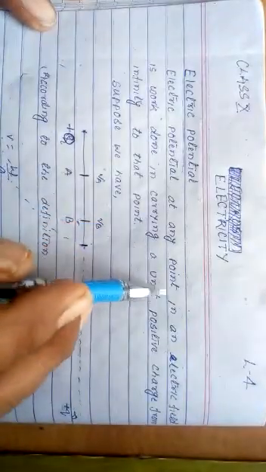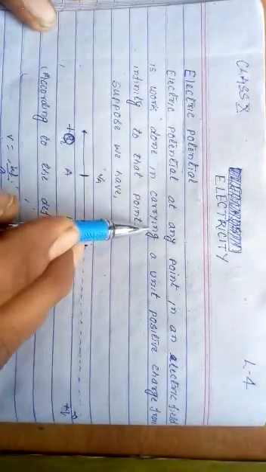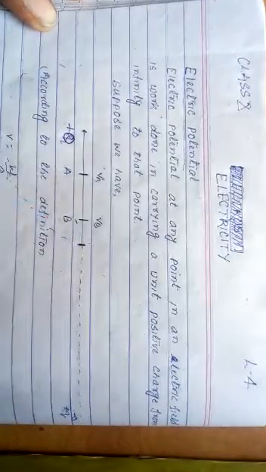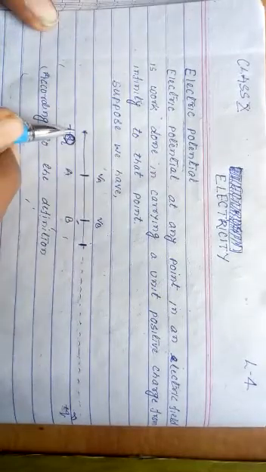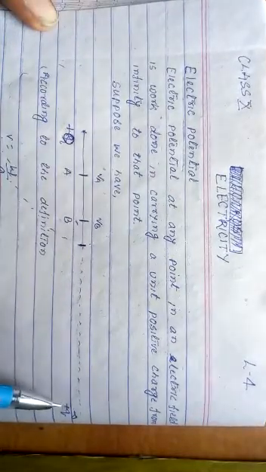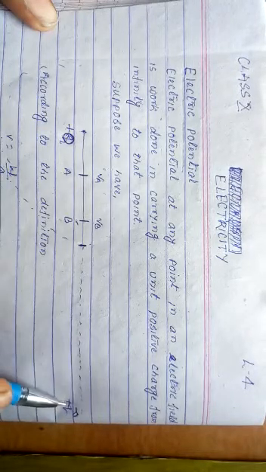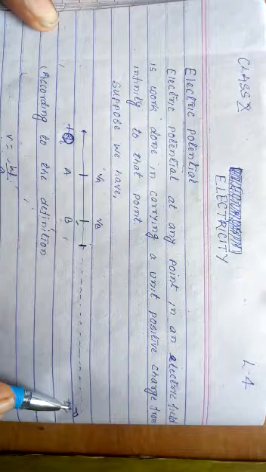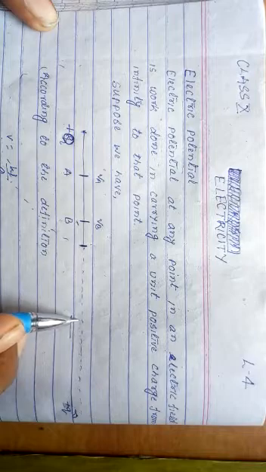The electric potential at any point in an electric field is the work done in carrying a unit positive charge from infinity to that point. Suppose here we have the plus Q charge, the capital Q, and it is positive. Now suppose we have a test charge, the charge on which we perform the test. It is the test charge and it is plus q. Now suppose that you carry this charge from infinity towards the electric field in this direction.